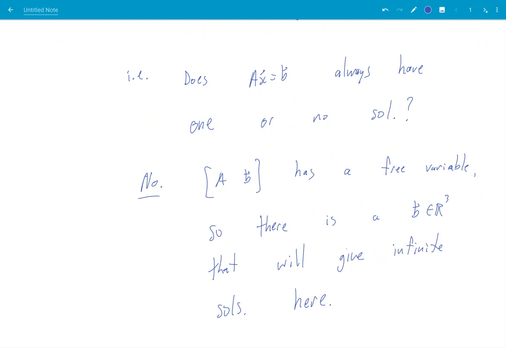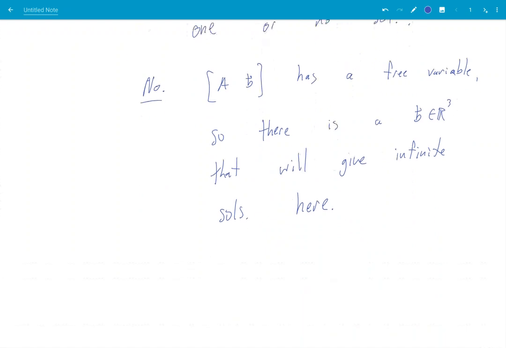Okay, so my reasoning is A has a pivot for every row. So this system is always consistent. So actually it doesn't matter which B I pick. I'm going to get an infinity of solutions. Okay, so this is not one to one.